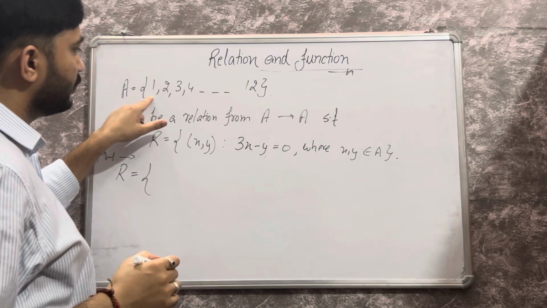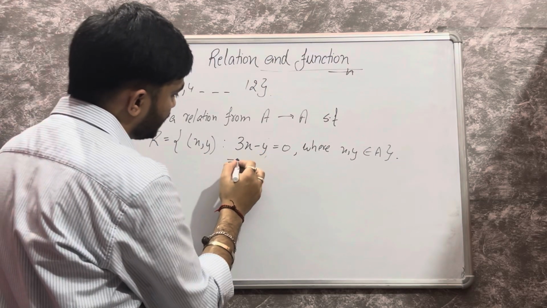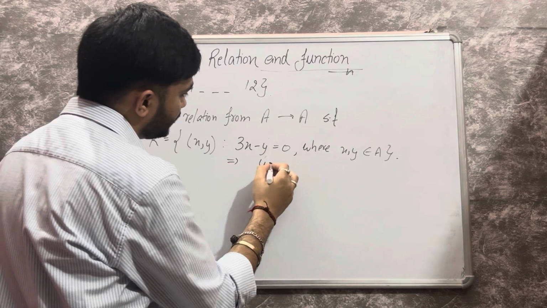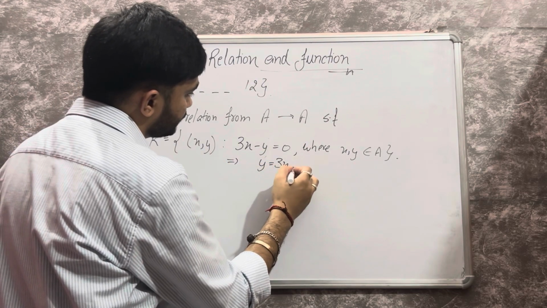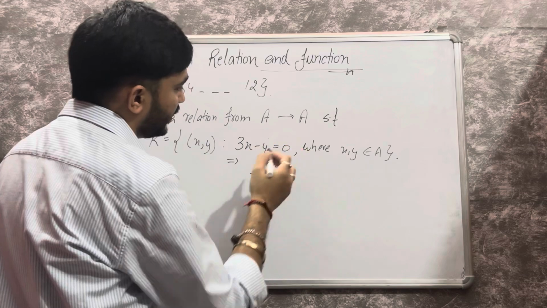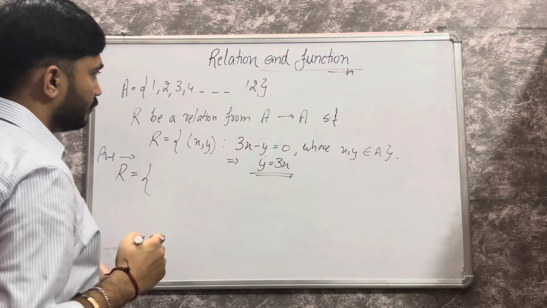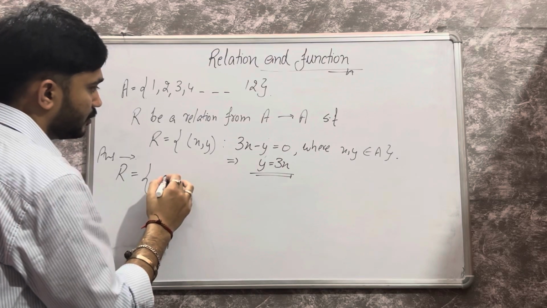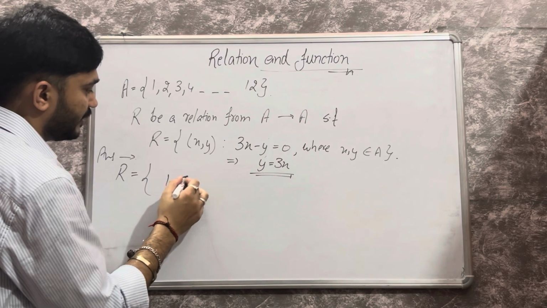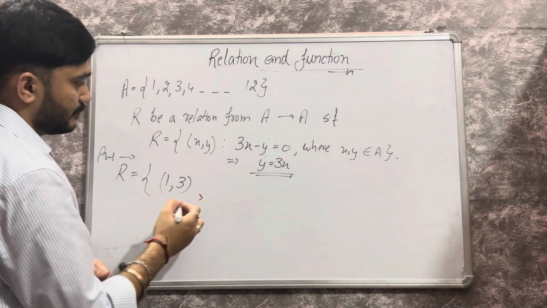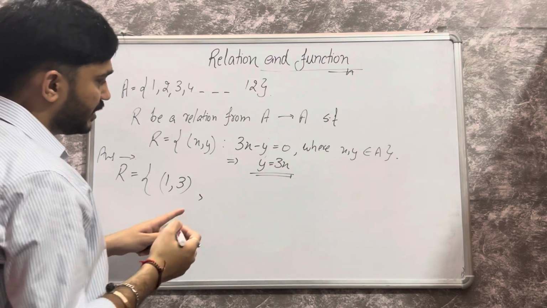Firstly, take the value of A and write it as y is equal to 3x. Yes or no? Take y here, and you have to put the value of x here and get the value of y. If you put the value of x as 1, you will get y as 3. Yes, 3 into 1 is 3.